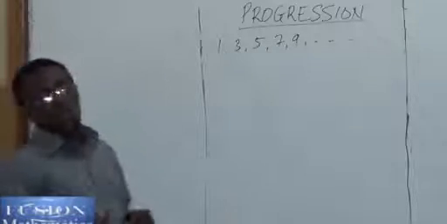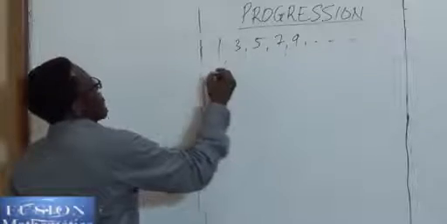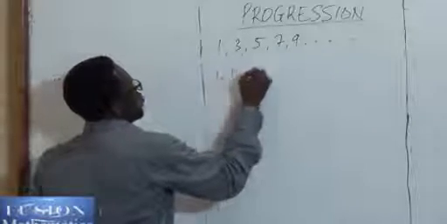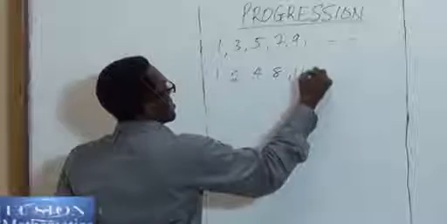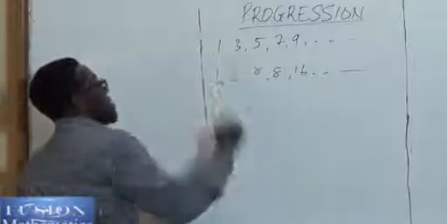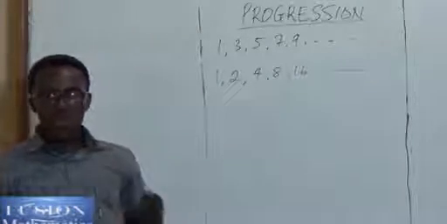And the order also may be a constant ratio. Give, for instance, we have 1, 2, 4, 8, 16, and so forth. This is an example of what we call a geometric progression.